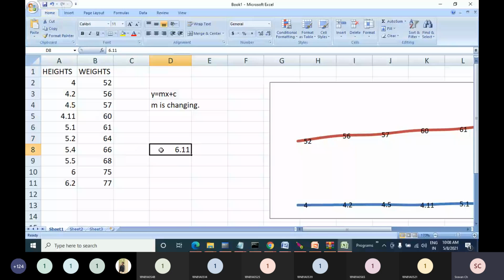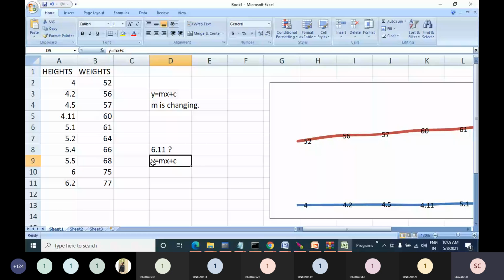When height is 6.11, what is the weight? Now what I will do, I will apply y equal to mx plus c. C is a constant. M value I know. From where I got m? Because of all these values, both x and y I had, and from this data I calculated m. So I will apply my m value here. X is 6.11, some constant c will be there, then I will get the value of y.